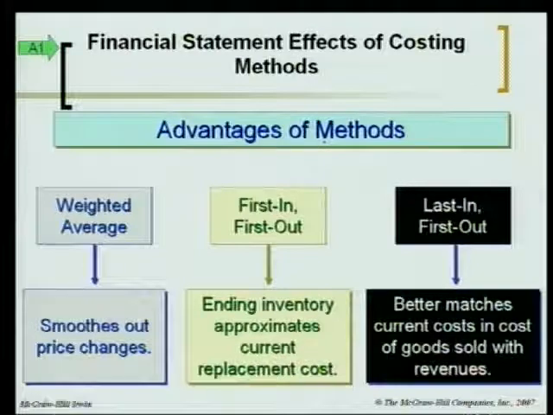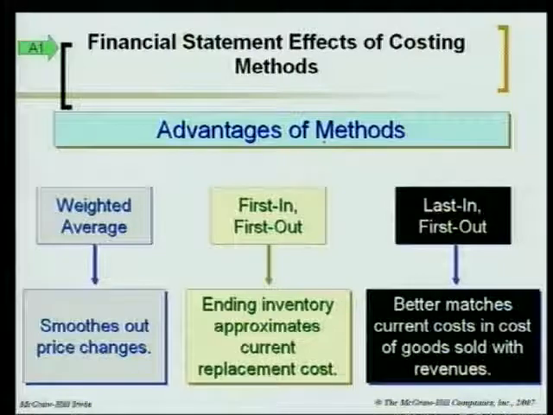We talked about some of the advantages of the LIFO method in the sense that it results in lower income tax when prices are increasing. But here are some other advantages of the methods. As I said, the weighted average kind of smooths out price changes. And the first in, first out, okay, first in, first out, last in, still here.